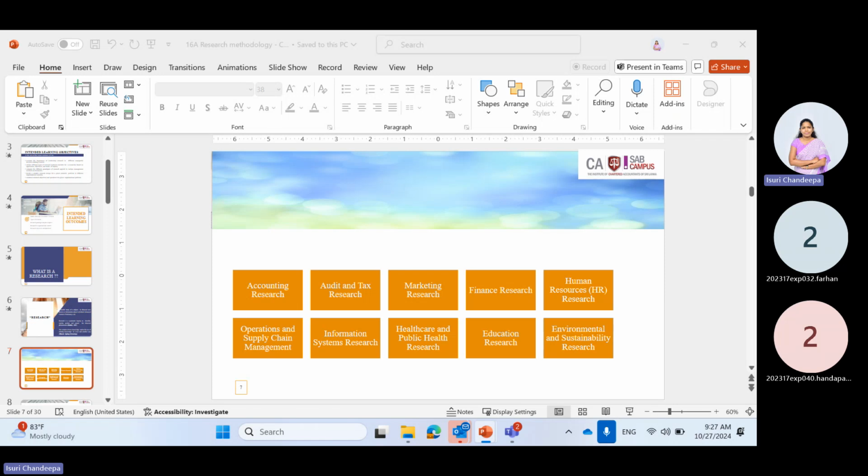Example for the finance research. Finance research. What can you research on this finance research?